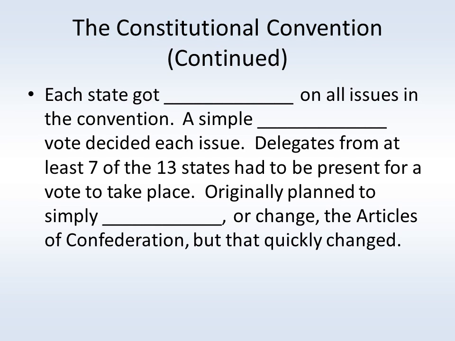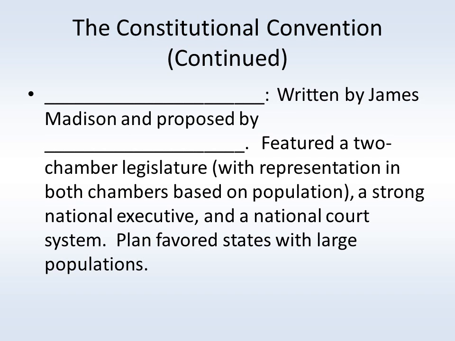The rules of the convention were simple. Each state got one vote on all issues in the convention. A simple majority vote would decide each issue. Delegates from at least 7 of the 13 states had to be present for a vote to take place. The original plan, as stated, was to simply amend or change the Articles of Confederation, but it quickly became clear that that was not the case.